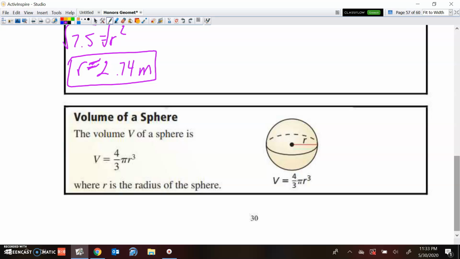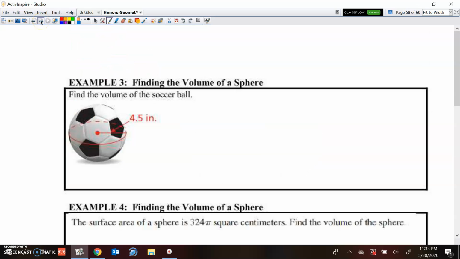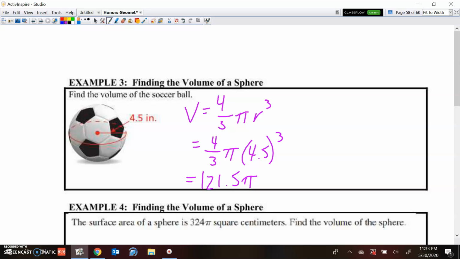The formula here is a little bit different, but very similar. It's 4/3 pi r, not squared, but cubed. 4/3 pi r cubed. All right, so let's try one. In this first one here, we have the volume of a soccer ball. So volume equals 4/3 pi r cubed. I'm going to replace the radius with 4.5 because that's what they're giving me. Now on my calculator, I'm going to do 4.5 to the third, and I'm going to multiply that by 4/3. And I get 121.5 pi. Now here we're doing volume, so I can label this inches cubed, or I can again multiply by pi, and I get 381.70 inches cubed. So volume, again, we're not going to do too many of those because it's just a matter of substituting into the formula.